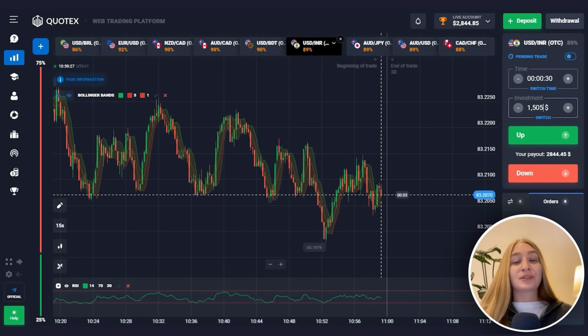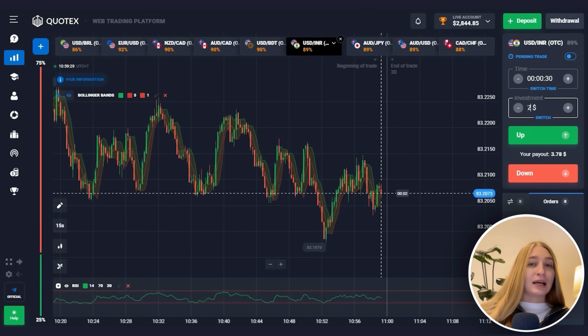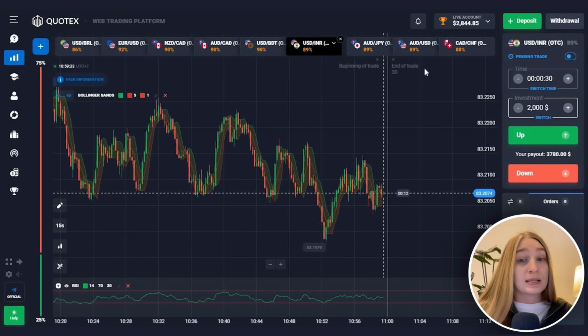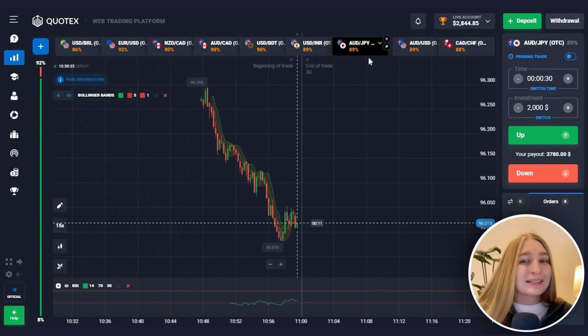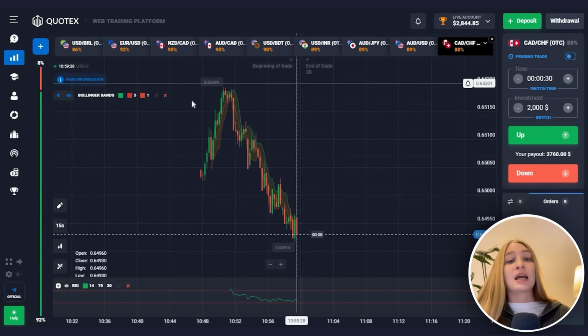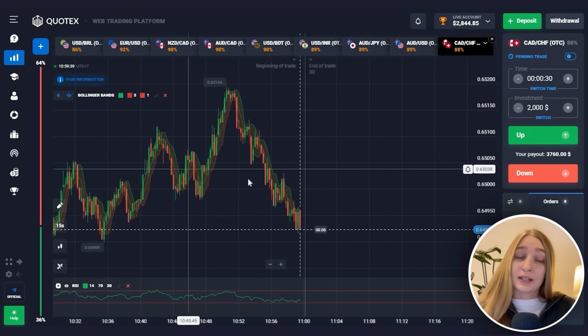We're moving on here and we continue making trades. By the way, the balance is almost $3,000. It's a very good strategy, which is suitable for beginners and experienced traders as well.